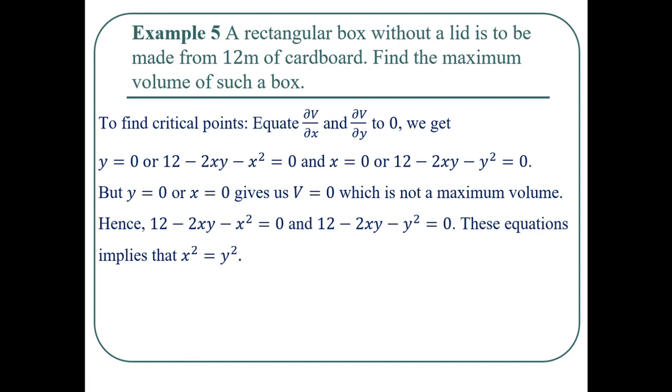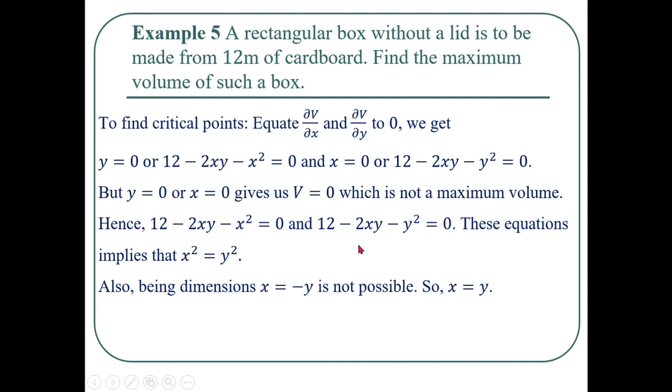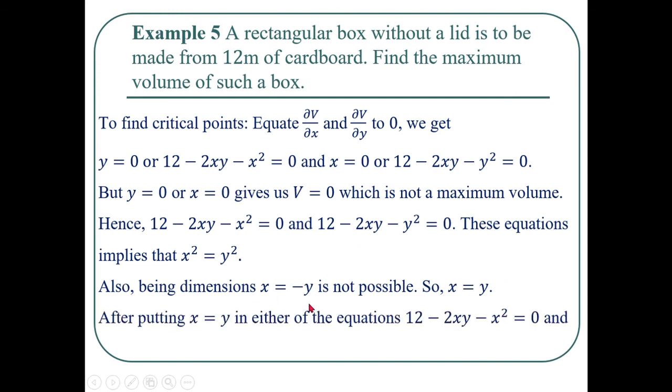But y is equal to minus x is not valid because x and y both are always positive. So we will get only y is equal to x. And when we take y is equal to x, 12 minus 2xy minus x square is equal to 0 gives us 12 minus 2x square minus x square, means 12 minus 3x square is equal to 0. That means 3x square is equal to 12, x square is equal to 4, x is equal to 2, so y is also equal to 2. We get x is equal to 2, y is equal to 2.